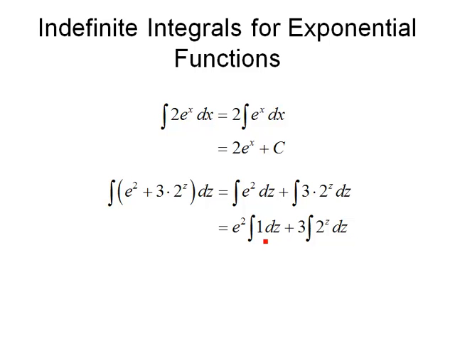Now when I complete those antiderivatives, the antiderivative of 1 with respect to z is simply z because the derivative of z is 1. So we get e squared times z. The antiderivative of 2 to the z is going to be 2 to the z over ln of 2, and now I put my constant in front. And then I remember at the end to add my integration constant.